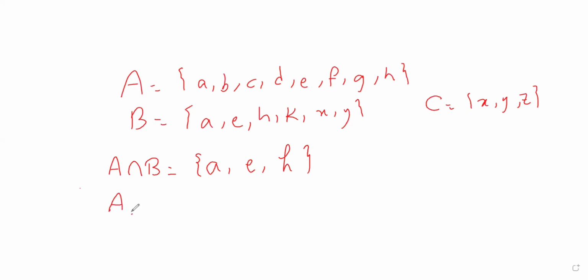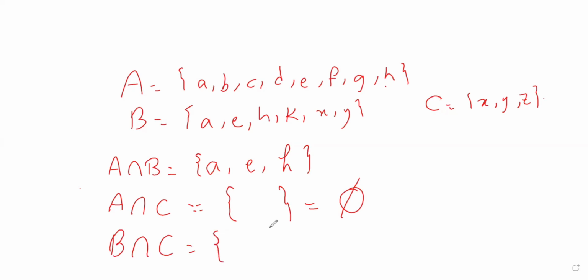Let's find the intersection between A and C. So let's see. A is not a common element. B is not, C is not. So we don't have any common elements between A and C. So it's an empty set. We leave it empty, which is the phi set or the empty set. Since there are no common elements between A and C, we leave it as empty curly braces, which is the empty set.